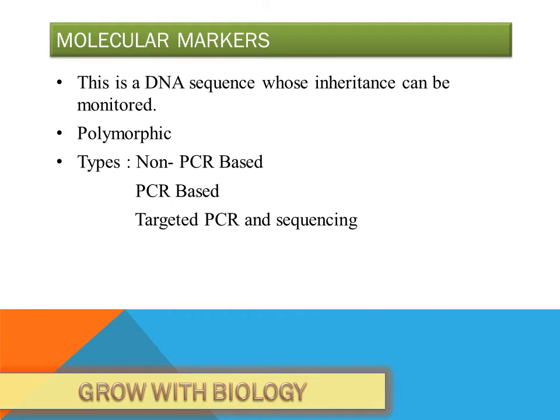Third is the molecular marker. We have to focus on this type of marker because they are used in analysis. This is a DNA sequence whose inheritance can be monitored. Molecular markers basically depend on DNA. We analyze through DNA. It must be polymorphic, and on the basis of the analysis method, there are three types: non-PCR based, PCR based, and targeted PCR and sequencing. These are the three categories on which molecular markers are differentiated.